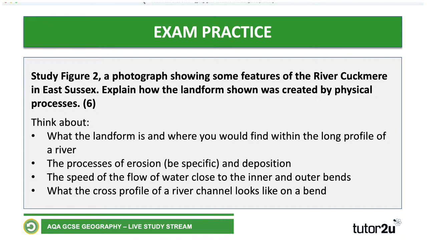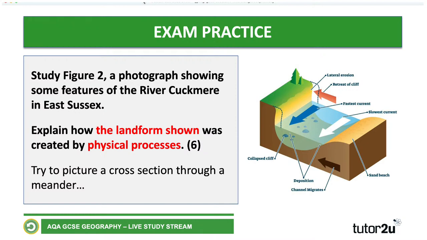Now, if we go to the next slide, you've got a diagram that shows that cross profile. You can see that one side is much deeper than the other. You've got the fastest flow where you have the deepest part of the river because you've got less friction there. So again, it is explaining how that landform shown, that meander, was created by physical processes. It's a really good idea to picture that cross section through a meander in your head as you're writing your answer. With questions like this, you can also use a diagram to help you explain that formation if you need to. That's credit worthy, and a good thing if you need to get some of your ideas across.